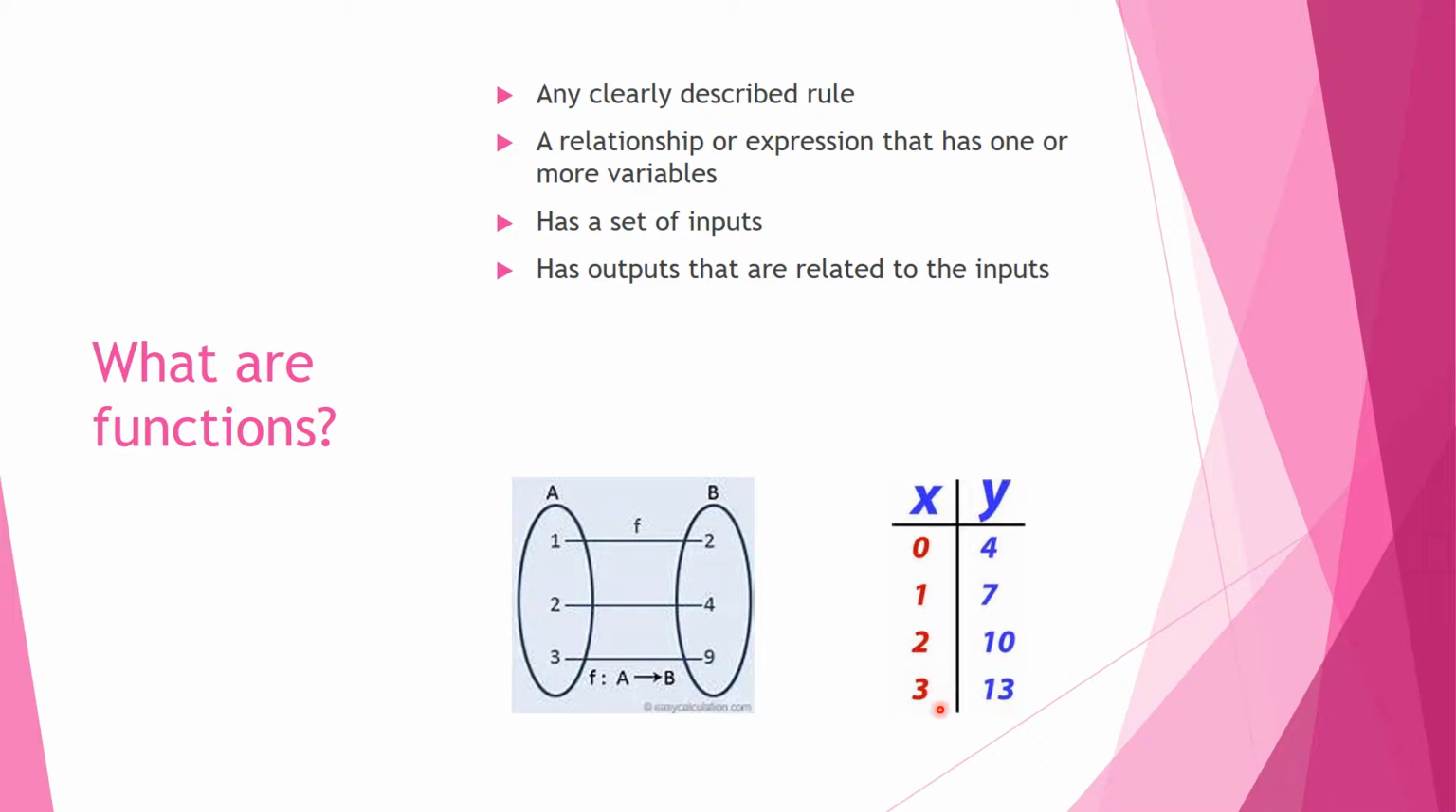Just like this. Our input is 0, our output is 4. Our input is 1, our output is 7. Our input is 2, our output is 10. Our input is 3, our output is 13. So think of it as a machine. You're going to put in that 0, and out of the machine is going to come a 4. You're going to put a 1 into the machine, and out on the other side of the machine is going to come a 7.